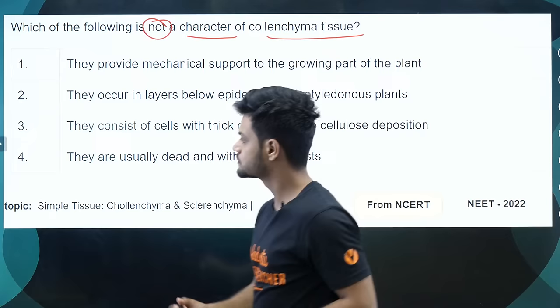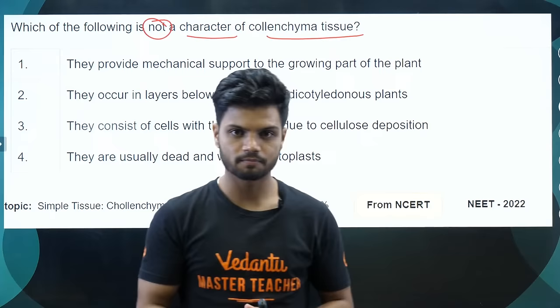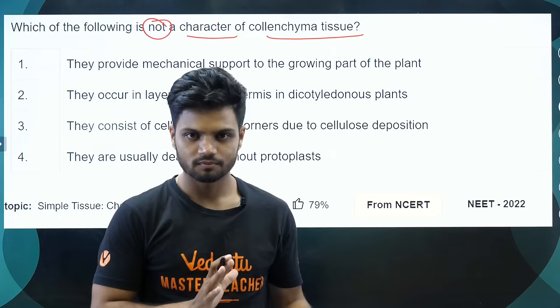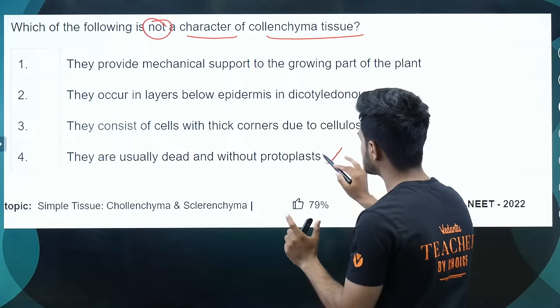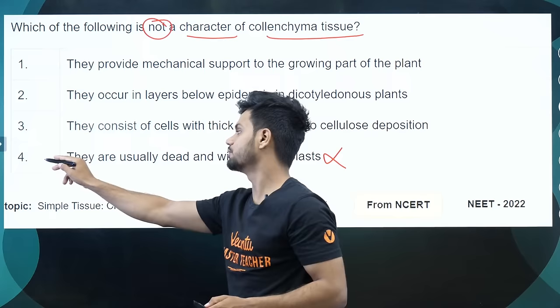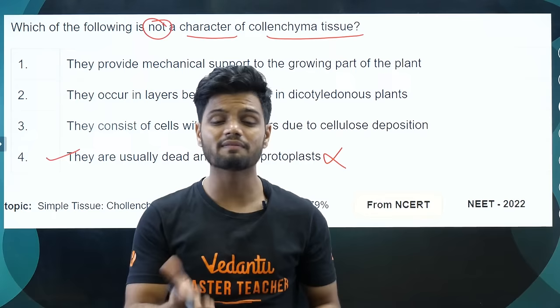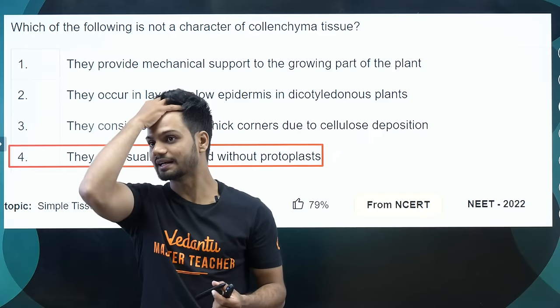The answer is very simple. All of us know parenchyma is living, colenchyma is living, and sclerenchyma is dead. The fourth option says they are usually dead and without protoplast, and this statement is wrong. Since the question asks for what is not a character, this is going to be your answer, because we know colenchyma is a living tissue, right? Exactly, D for doctor. Exactly, Krishna, D for doctor.